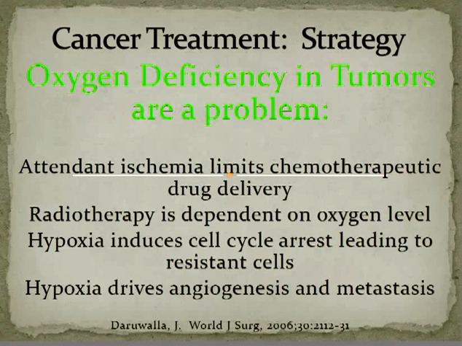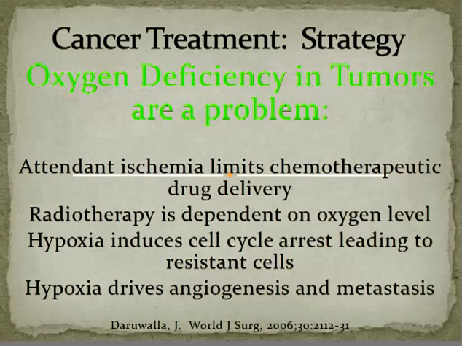Well, oxygen deficiency in tumors, it turns out, is a problem. Attendant ischemia limits chemotherapeutic drug delivery. Radiotherapy is dependent on the oxygen level to induce the reactive oxygen species. Hypoxia induces cell cycle arrest, which leads to our resistant cells.